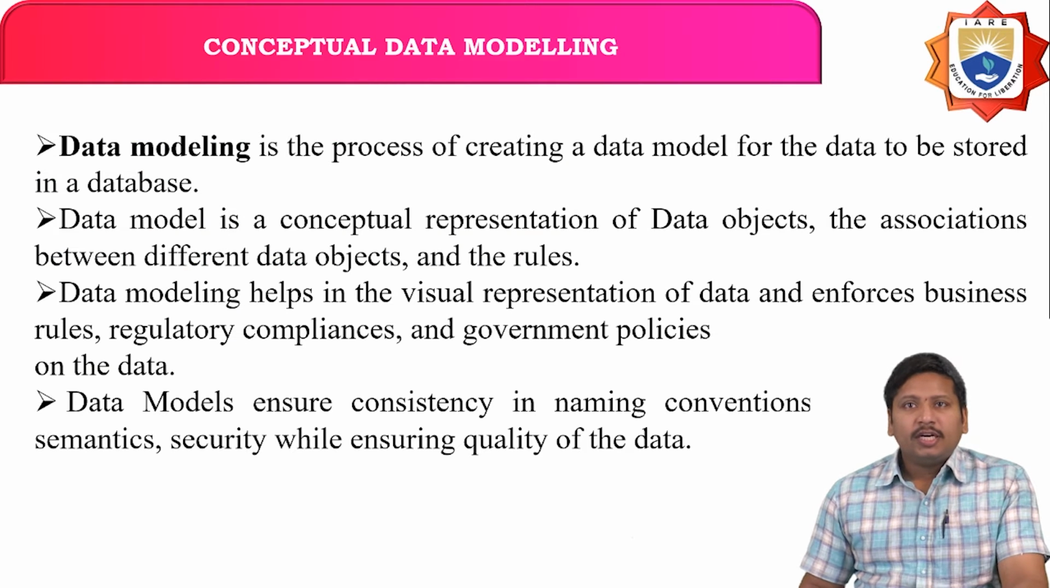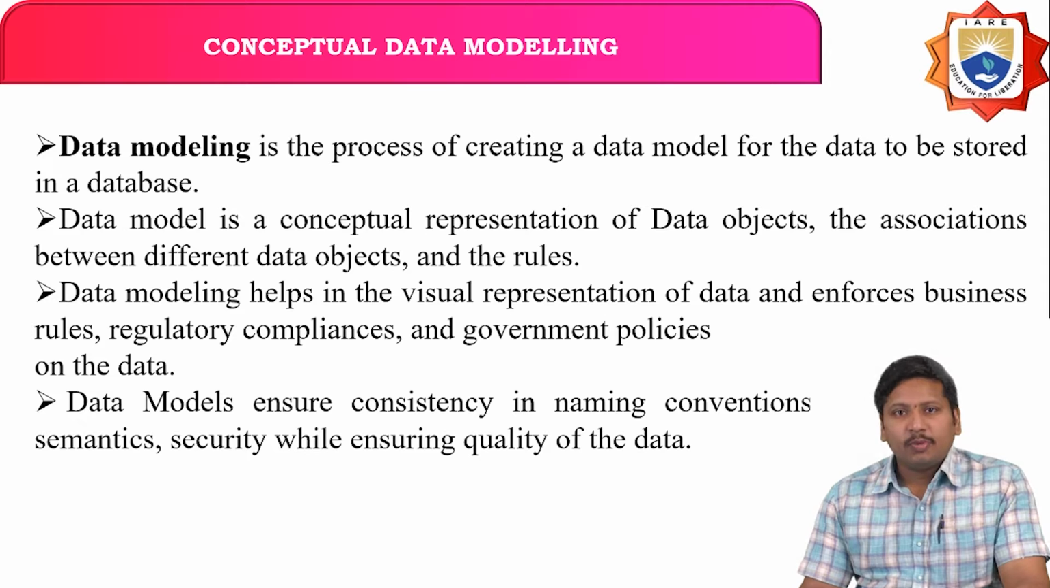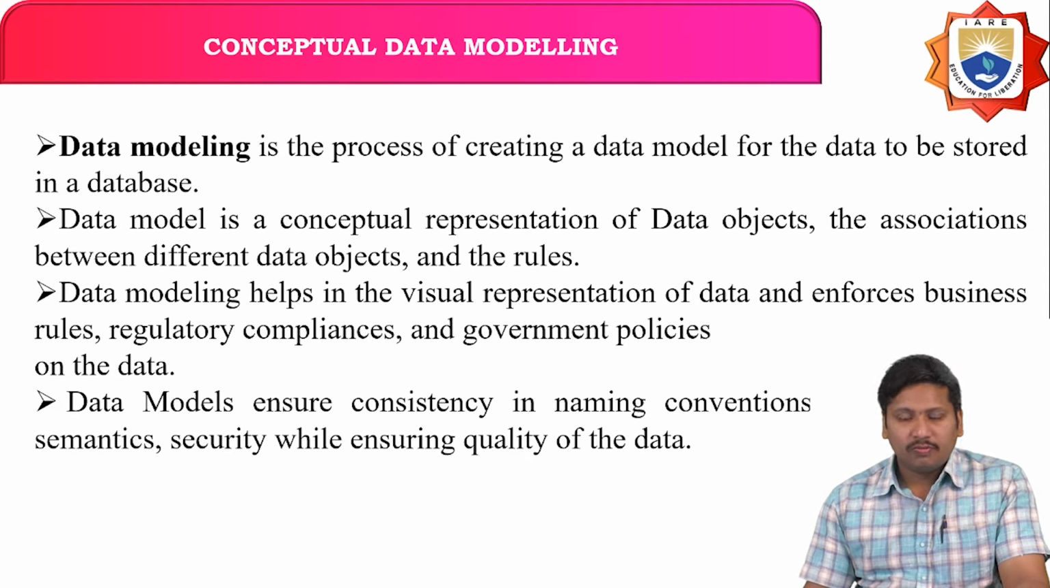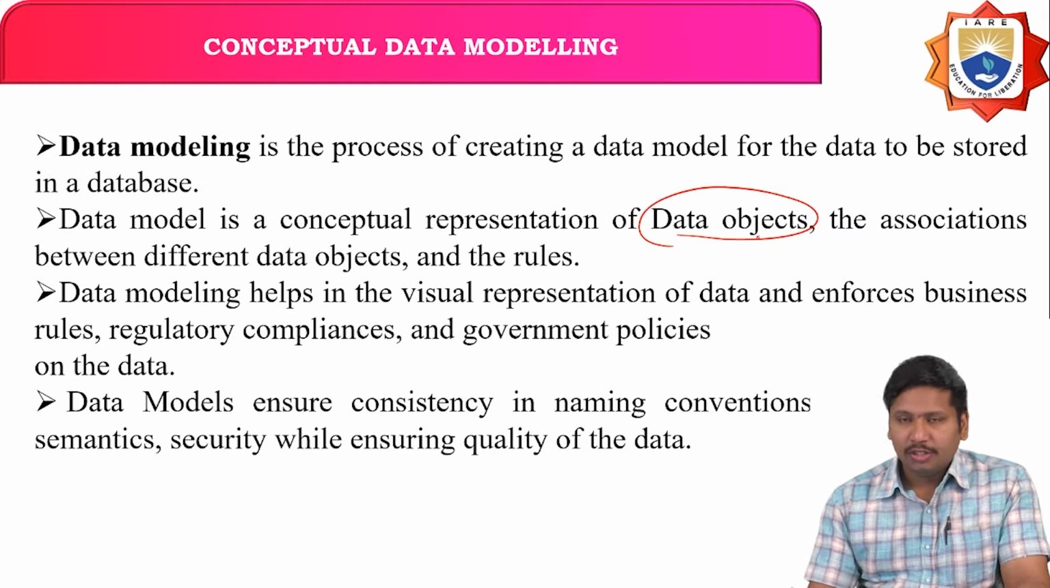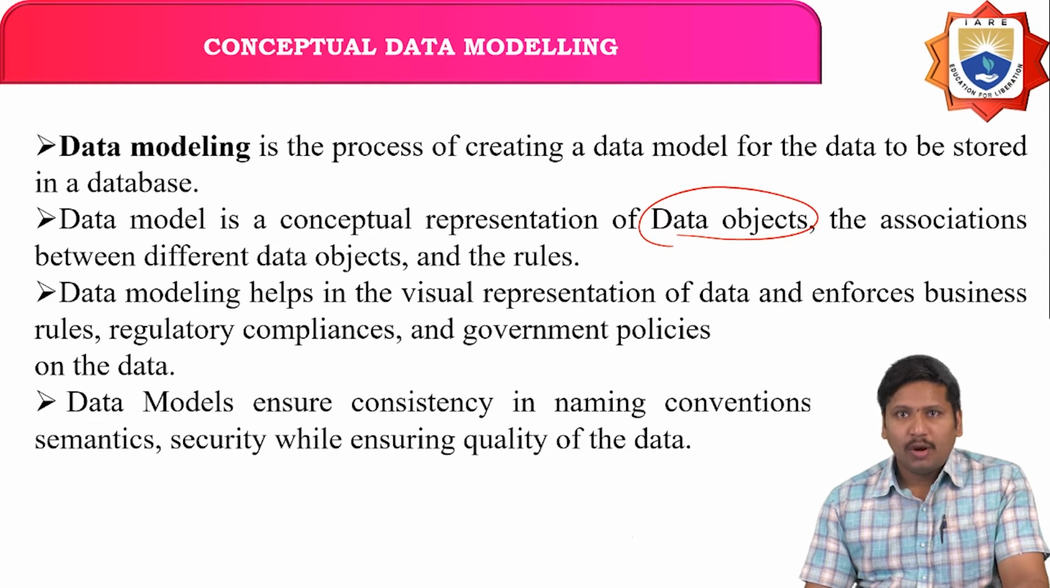So the very first thing is data modeling. Data modeling is nothing but the process of creating a data model for the data to be stored in the database, right? So data model is the conceptual representation of data objects. Okay, so the data objects that are available are going to be represented through this data model, and then the associations between the data, that is one to one, one to many, many to one, and many to many relationships. So that should be able to represent between the data objects and the rules here.